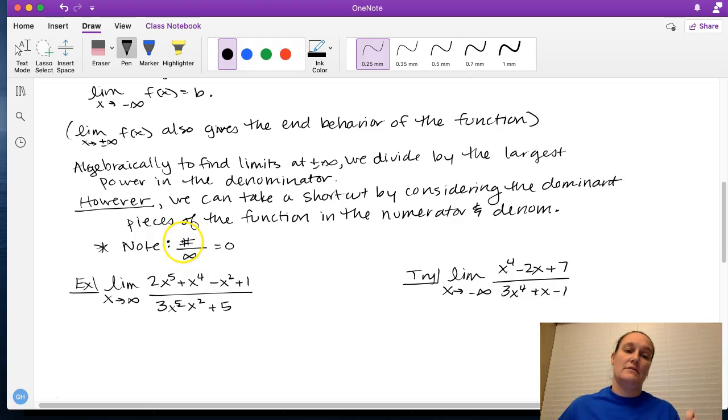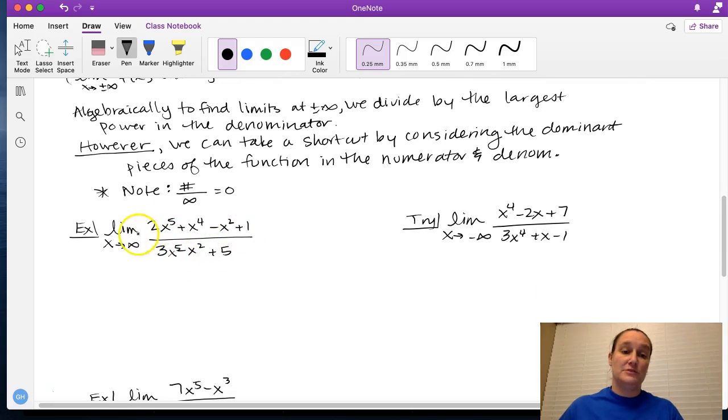So think of it this way: if you take 2 and divide it by a million, it's a very small number. If you take 2 and divide it by a billion, it's an even smaller number. As your denominator gets bigger and bigger, the result of the division goes to 0. So we think of any number divided by infinity as 0. That's important to know.